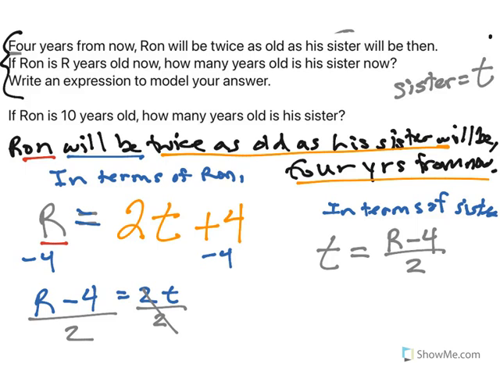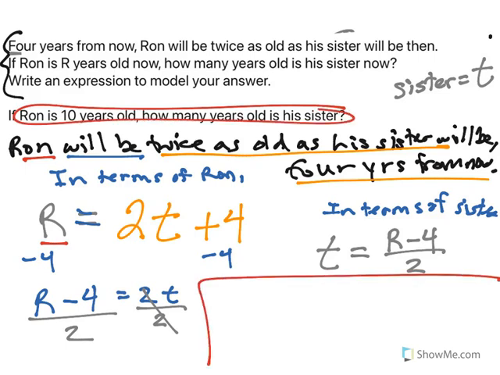Now, if you look at this question and go, I don't have a clue how to do that, great. Start with the second piece. Because while you can use this expression to model your answer, you can think about this. If Ron is 10 years old, how many years old is his sister? Well, right now, we know that Ron is 10. We are trying to find out how old is his sister.